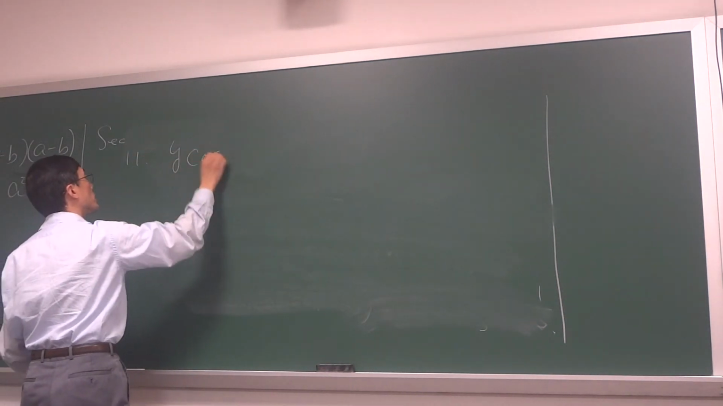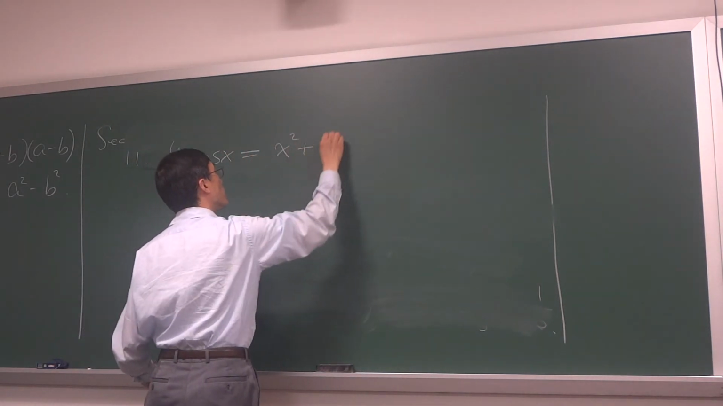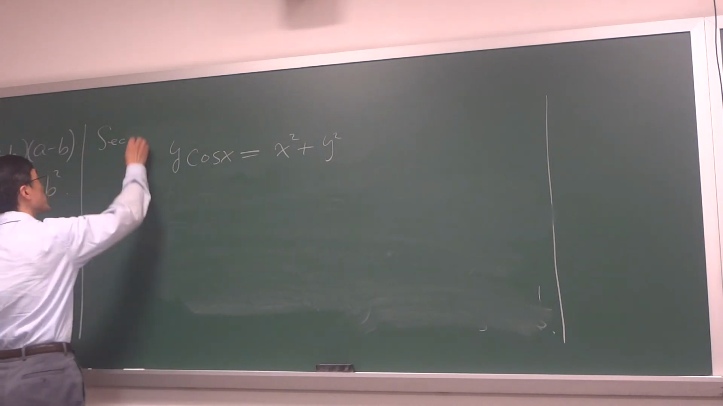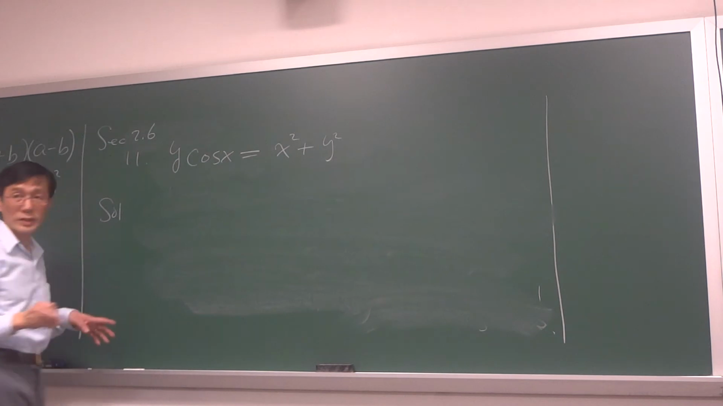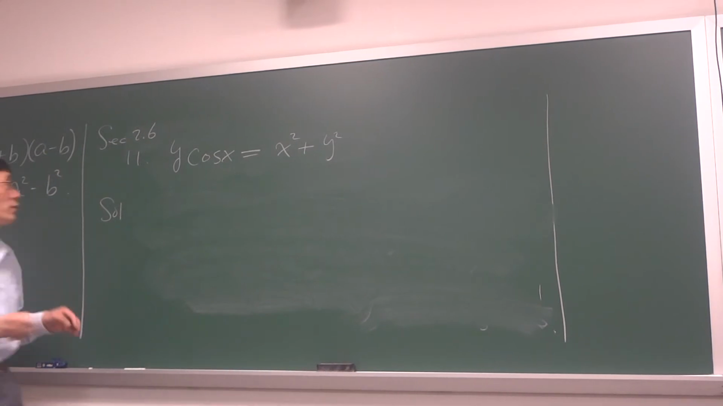y times cosine x equals x squared plus y squared, which is section 2.6. So with all those implicit differentiation, the steps are pretty routine. First, you copy the problem. Okay, everyone can do that.